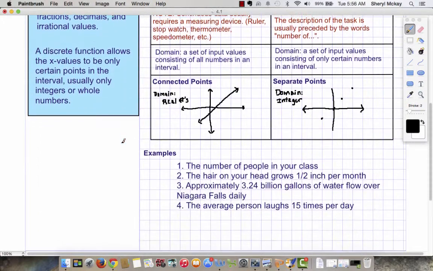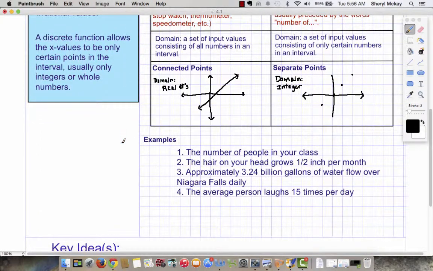So here's a few examples. Let's see if we can do these. The number of people in your class, would that be considered discrete or continuous? What do you think? You're right, it's discrete.